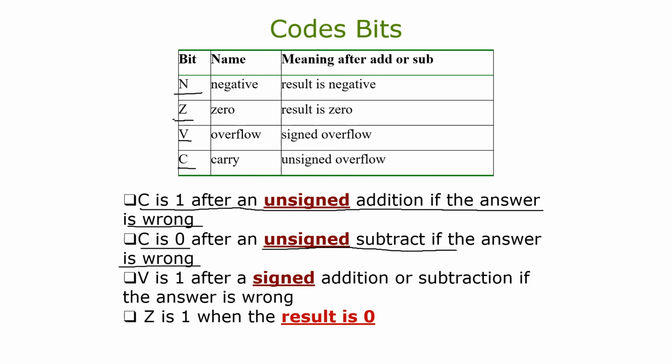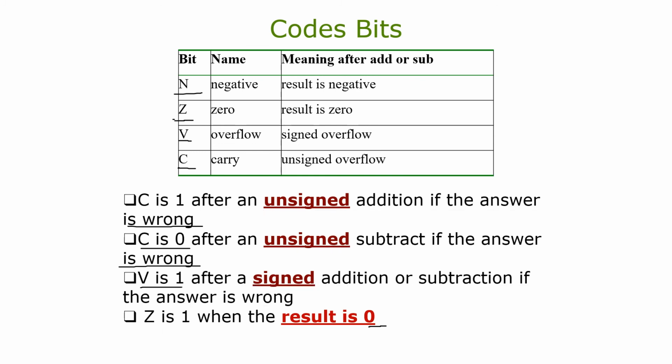The overflow bit is set equal to 1 after signed arithmetic, that is addition or subtraction, whenever the answer goes wrong. The Z bit is 1 whenever the result is 0.